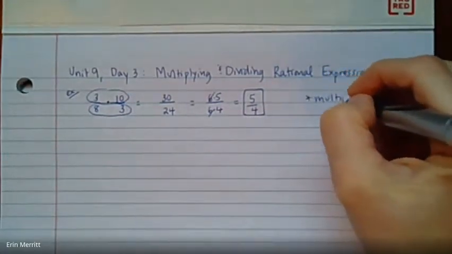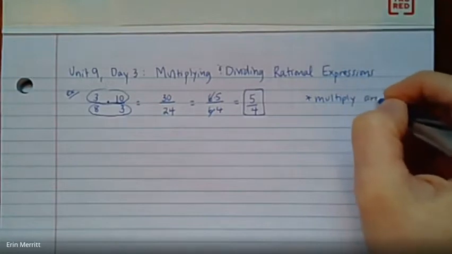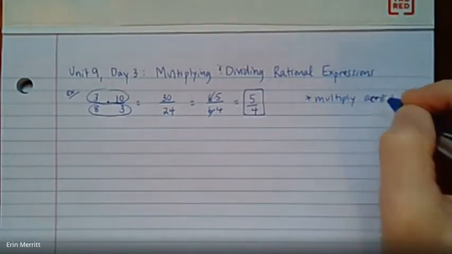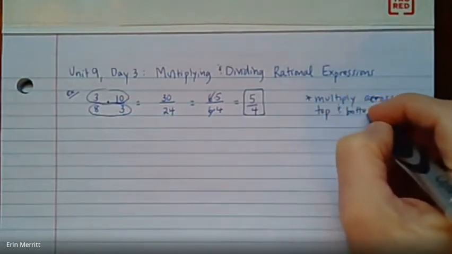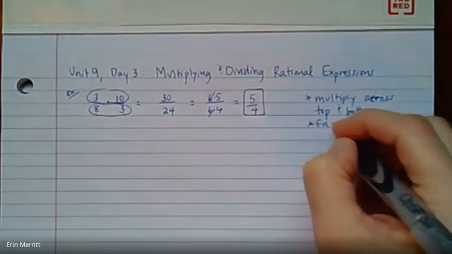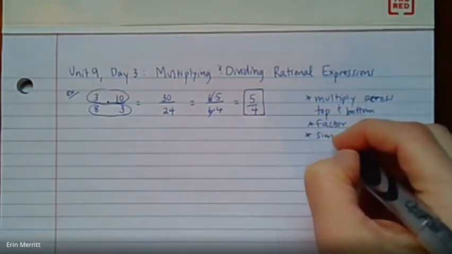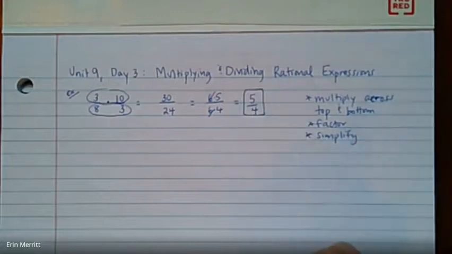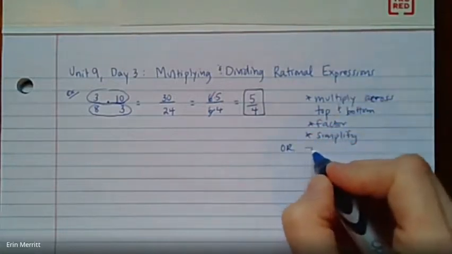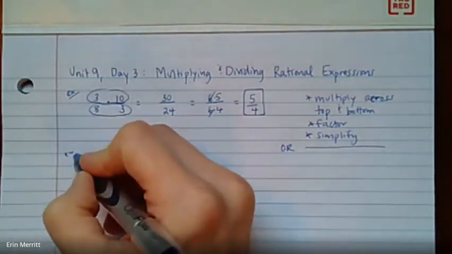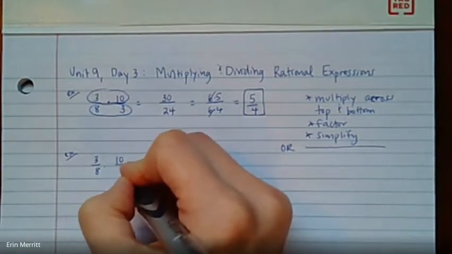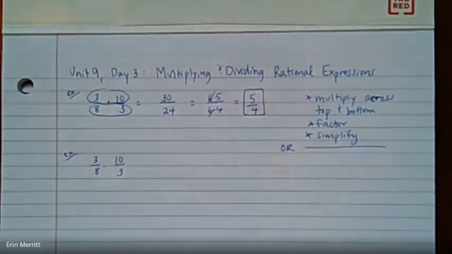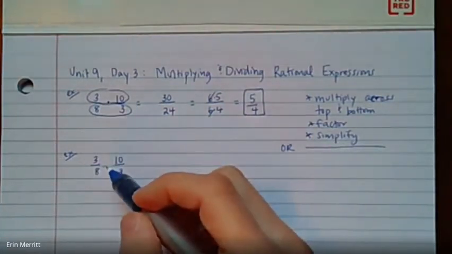So first step would be to multiply across, and I'm going to make it simpler, the top and the bottom factor. Simplify. Your other option, so I'm going to say or, second way to approach the same exact example. Let's go 3/8 times 10/3 would be to say, all right, well, instead of doing this, let's factor it first.